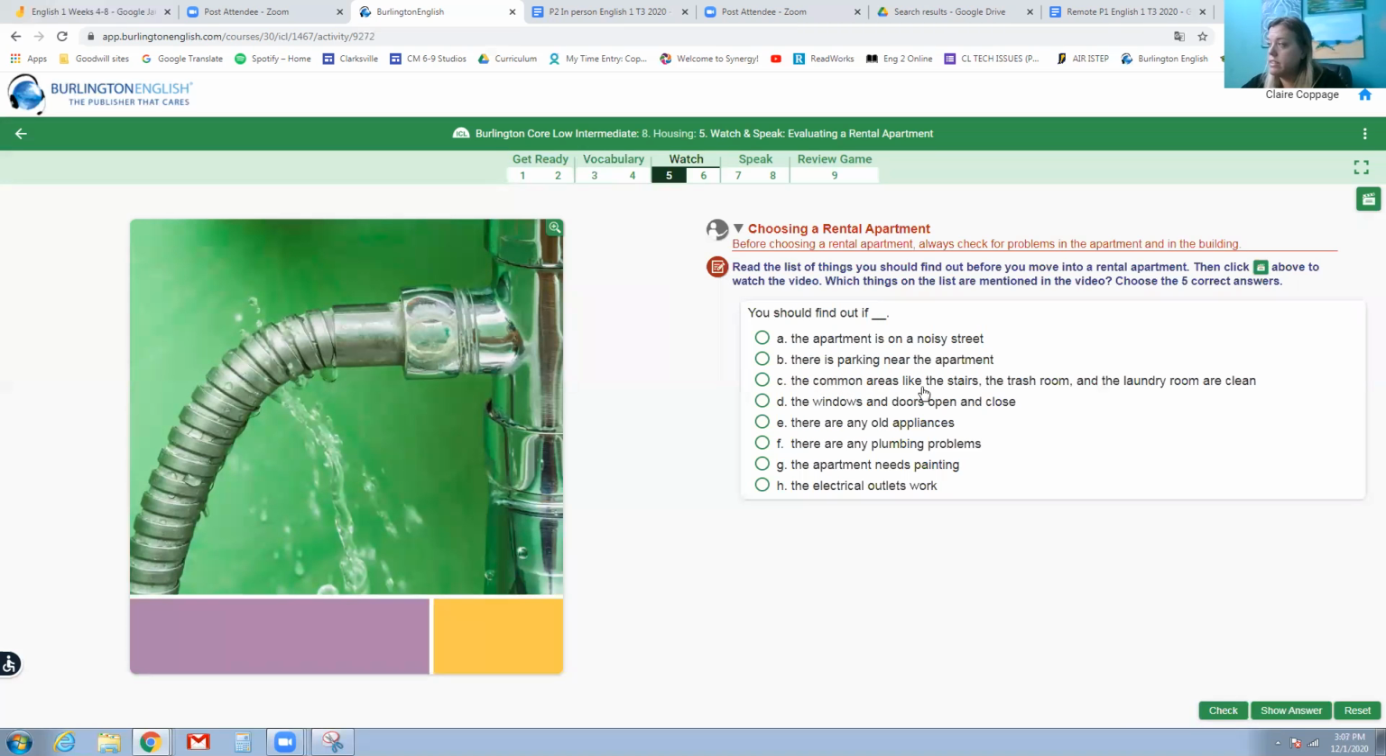The common areas like the stairs, the trash room, and the laundry room are clean. The windows and doors open and close. There are any old appliances. There are any plumbing problems. Notice the word plumbing has a B here, but it is a silent B. We do not hear the B in plumbing. The apartment needs painting. The electrical outlets work.